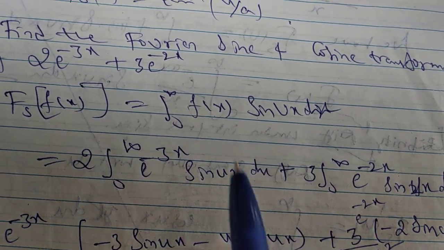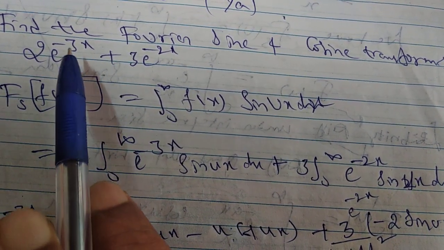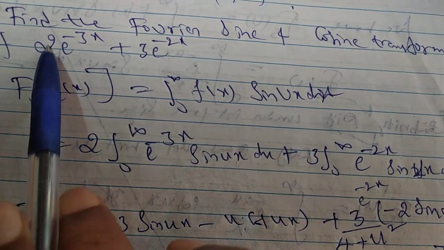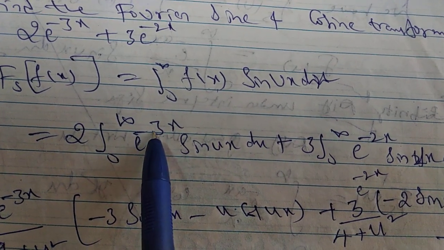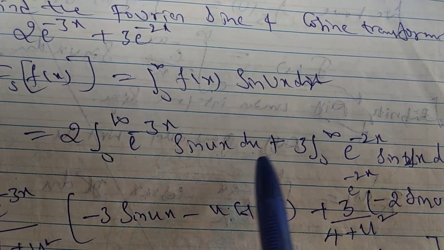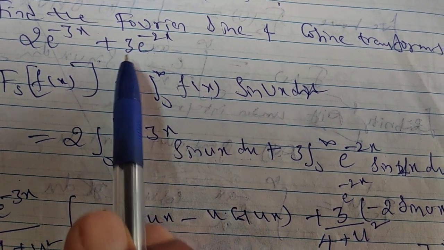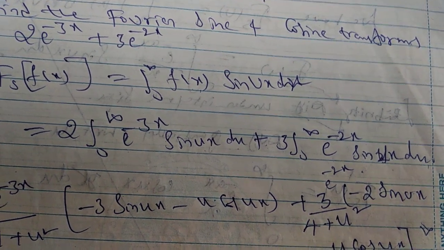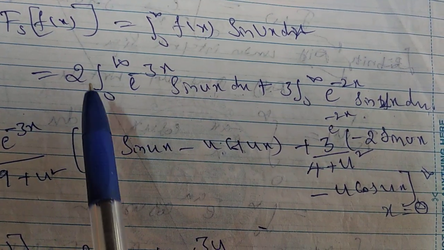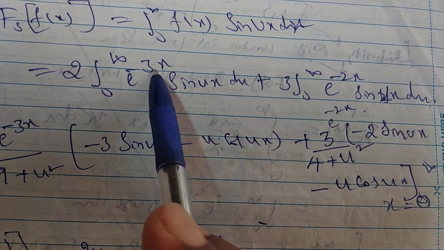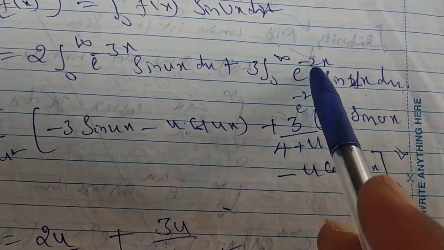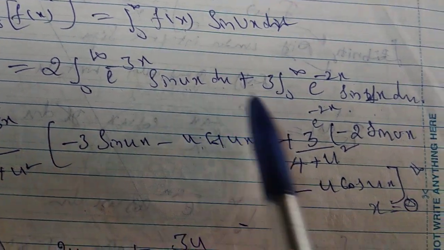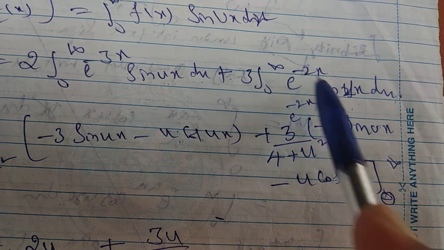So what is f of x here? f of x is 2 e power of minus 3x plus 3 e power of minus 2x. That's why I have to write two integrals: 2 times the integral of e power of minus 3x sin ux dx plus 3 times the integral of e power of minus 2x sin ux dx. How to integrate this? We use the formula for e power of ax into sin bx. In the first one a is equal to minus 3 and b is u. In the second one a is equal to minus 2 and b is u.